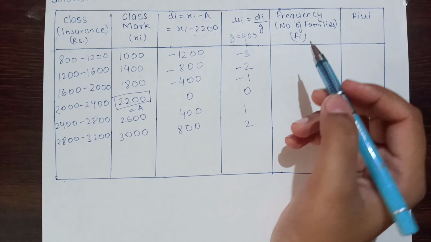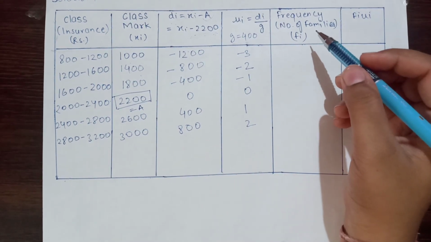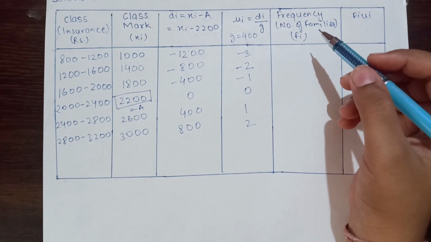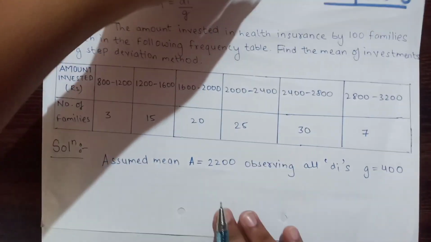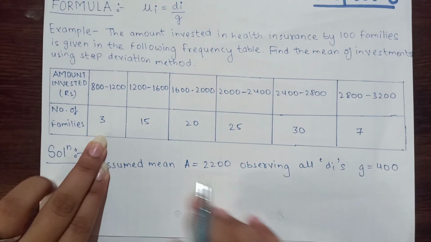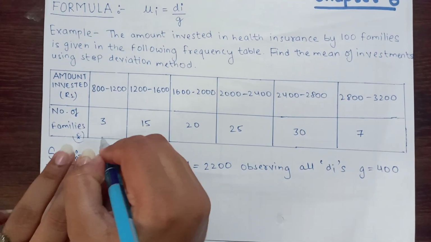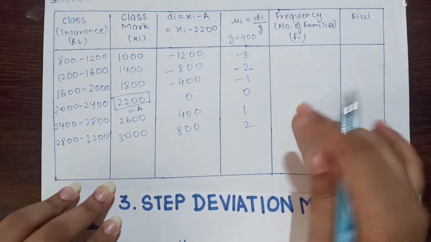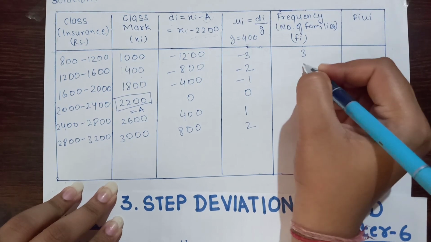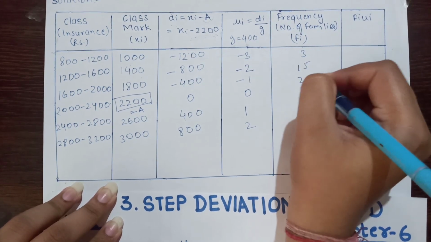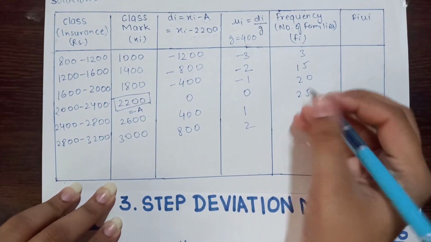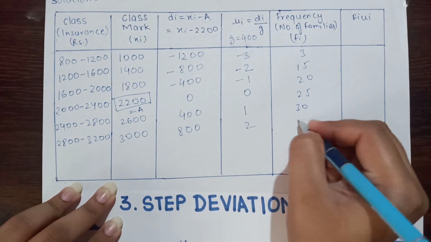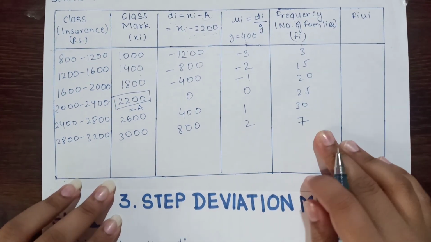Then after that we have frequency. We are already having the frequency in the table, that is this. This is our frequency, so we need to simply write this in this column. So first I will write 3, 15, 20, 25, 30 and 7. So I have written the frequency.